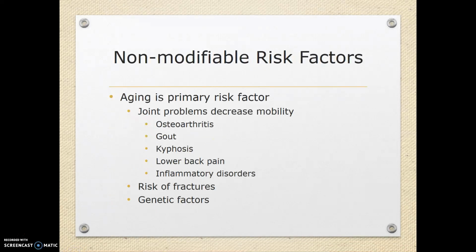Non-modifiable risk factors. Aging is a primary risk factor. Joint problems decrease mobility. Things such as osteoarthritis, gout, kyphosis, which is a hunchback, lower back pain, inflammatory disorders, risk of fractures, genetic factors.